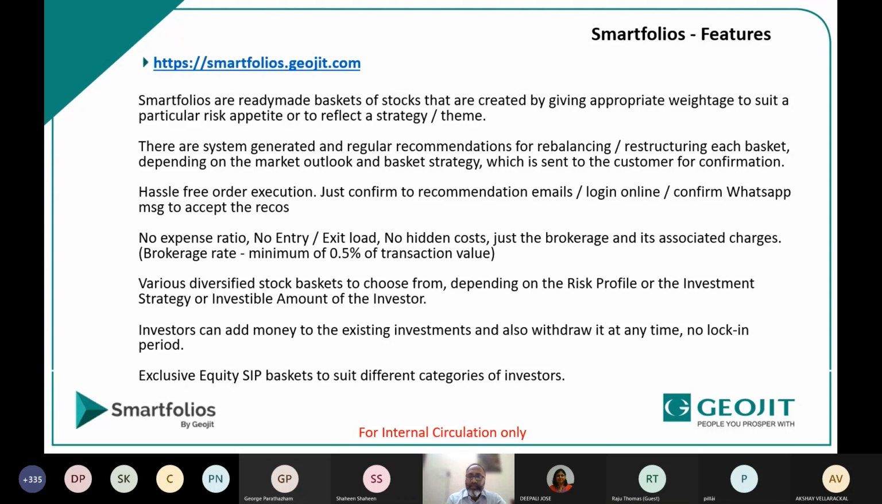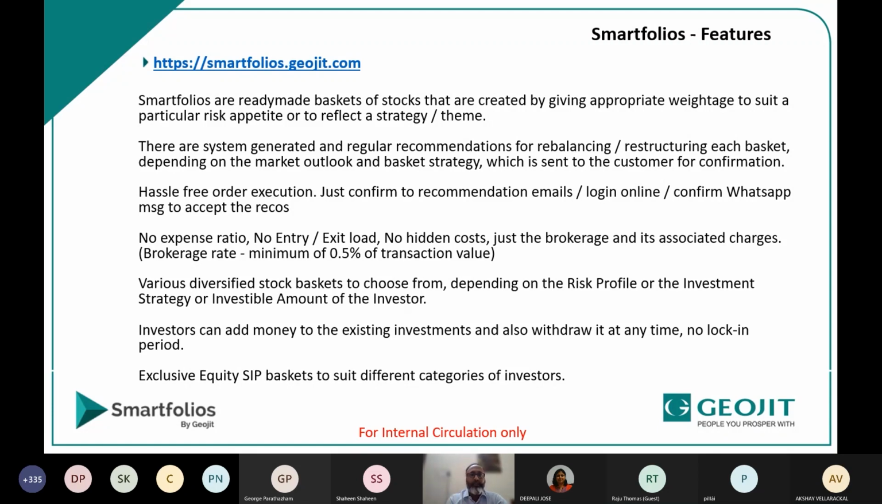Now, these recommendations are all system generated. The recommendations will come to you via email. There will be an SMS alert that comes to you. If your WhatsApp number is registered with us, you will receive a WhatsApp recommendation. You can log in online to smartfolios.geojet.com. You can view the recommendations over there. And shortly, we will also be launching the mobile app version of Smartfolios. So you will be able to view it through your mobile app also. So there are multiple avenues through which the recommendations are coming to you.